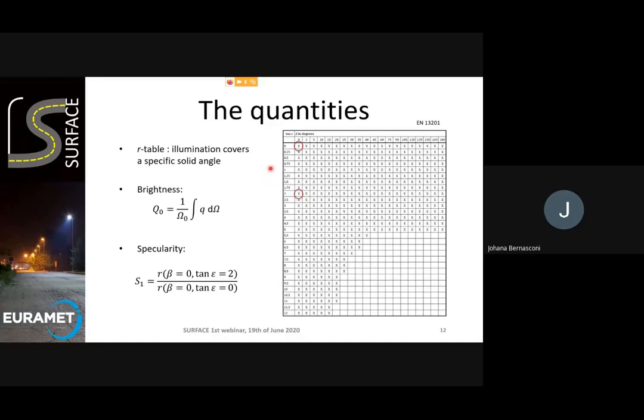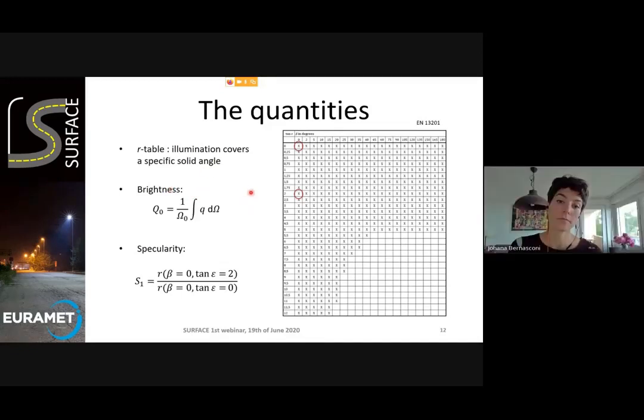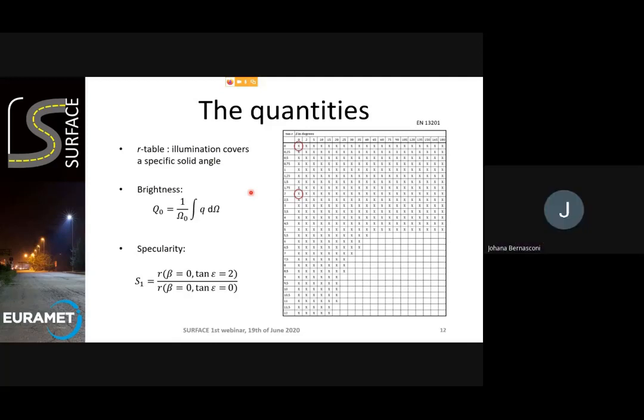And the brightness we define as the integral over all the solid angle. And there's also the specularity, which is the ratio between two specific illumination angles, which is at tangent 2, which is about 63 degrees over the perpendicular illumination.